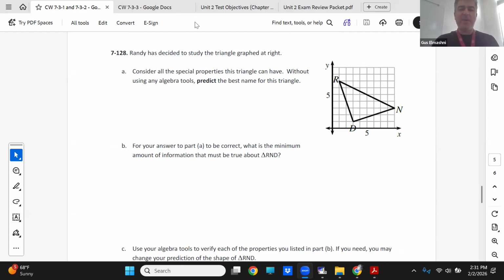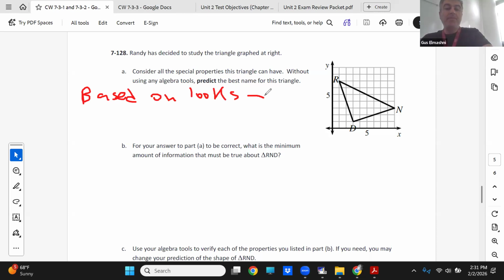All right, let's look at 7128. So first off, it says here, consider all the special properties that a triangle can have. So for example, you can have an equilateral triangle, a right triangle, an isosceles. There's all these different ways we could draw triangles, right? So without any algebraic tools, just by looking at it, based on looks, anyone want to take a stab at what kind of triangle this could be, or how can you classify this triangle? Right. Definitely right. And what else?